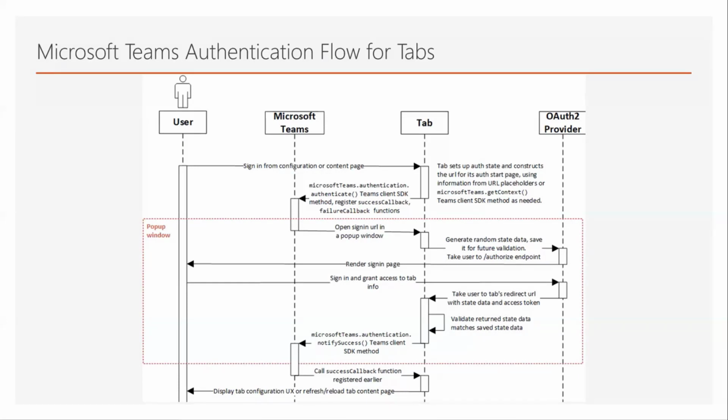The start page generates random state data, saves it for future validation, and redirects to the identity provider's authorize endpoint. On the provider side, the user signs in and grants access to the app. The provider takes the user to the tab's OAuth redirect page with an access token. And if everything is okay and the state is valid, it's going to call a notify success function, and Teams closes the pop-up and renders the UI. That I will show you in a second.